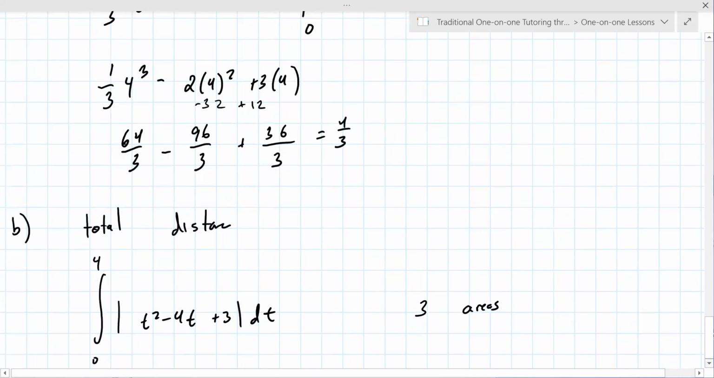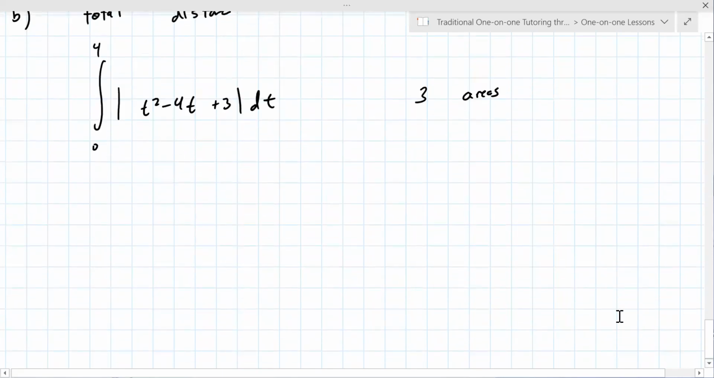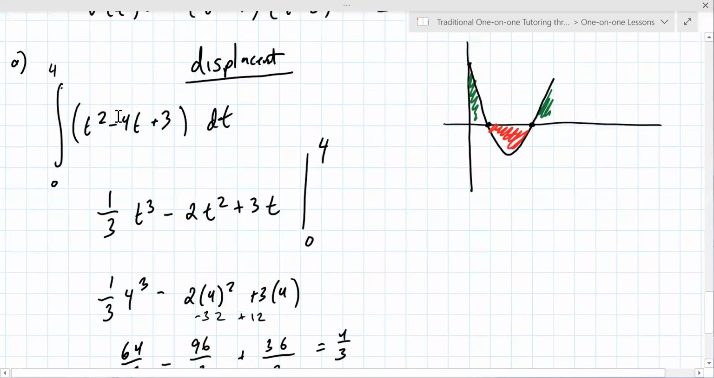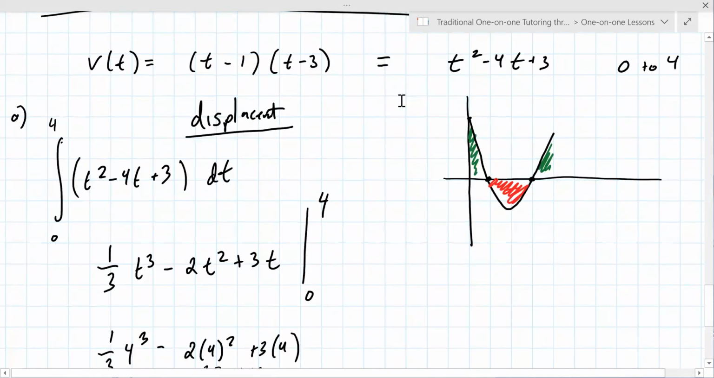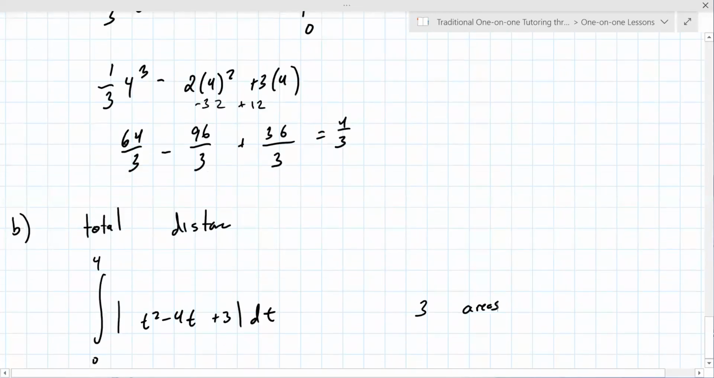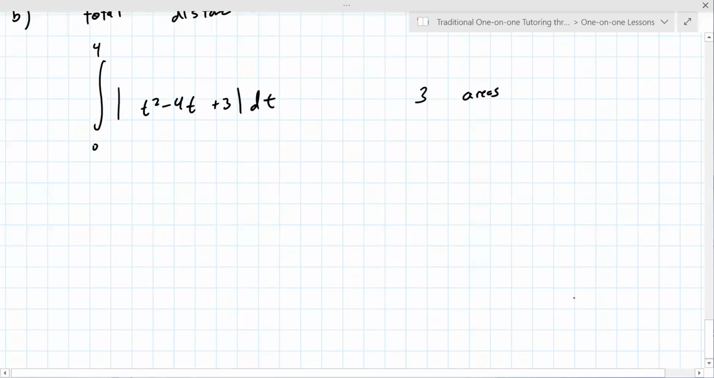But why did we do the whole thing from 0 to 4 above? Because I asked for displacement. Right, so displacement means going forward and backwards. So try setting up the 3 integrals here. I'm just going to step away for 30 seconds, but I'll be right back.